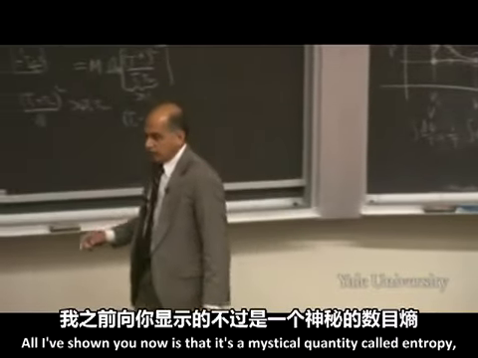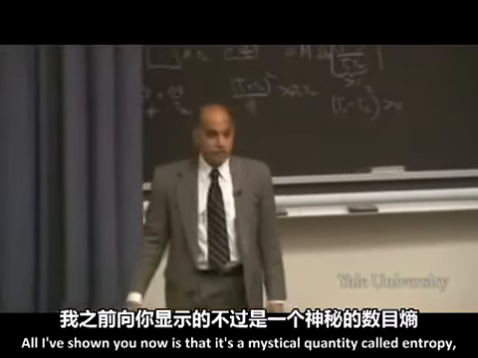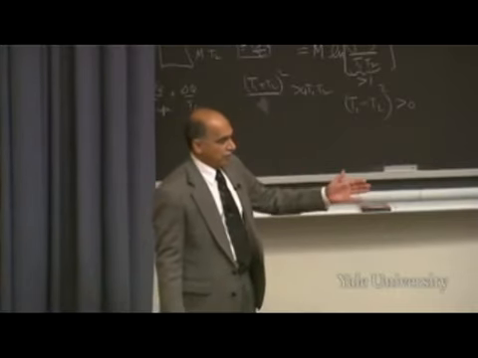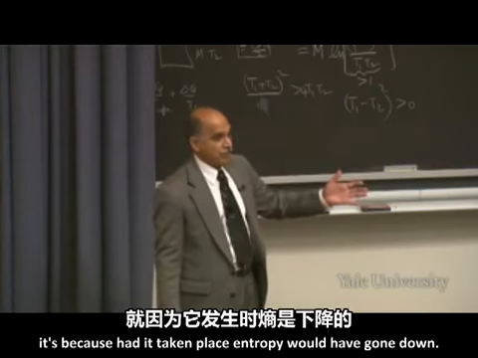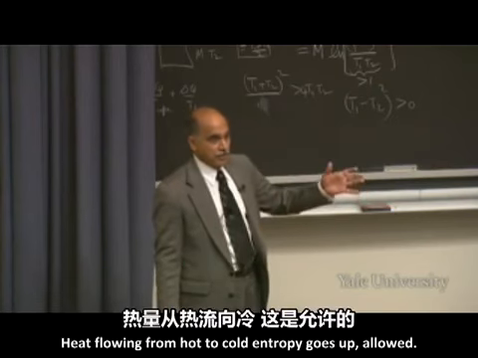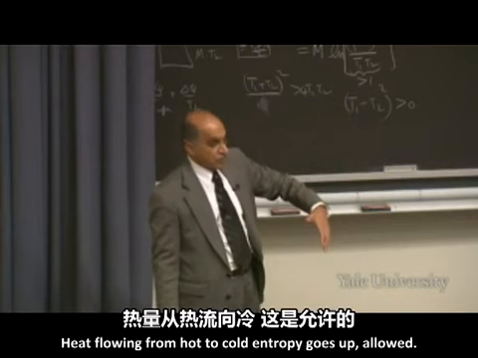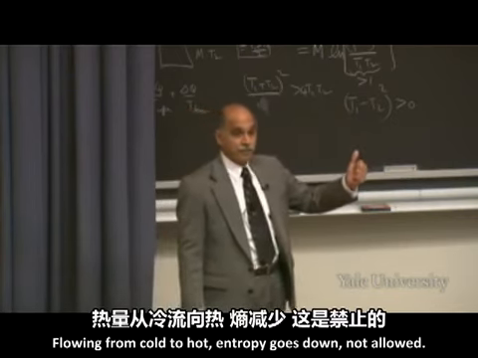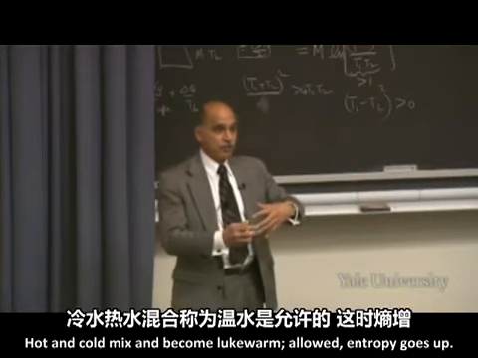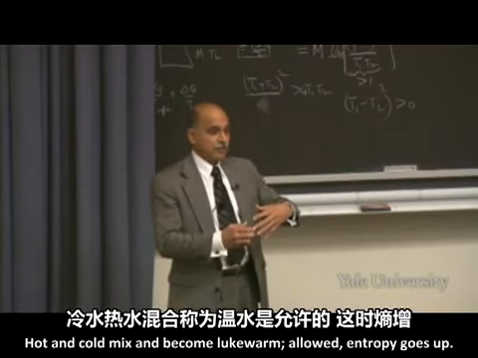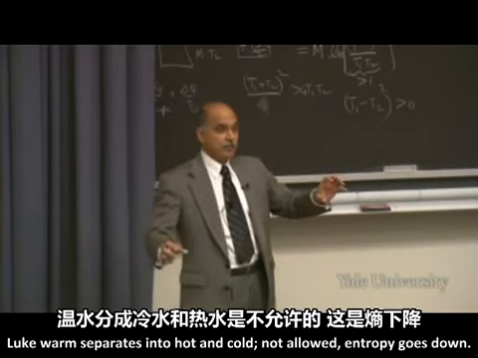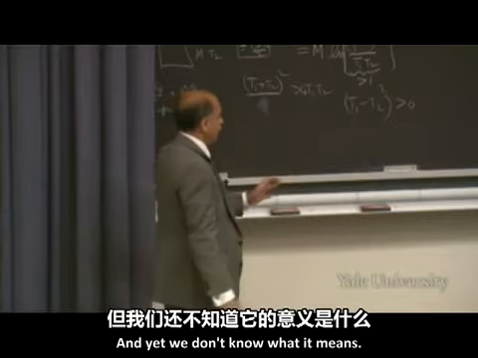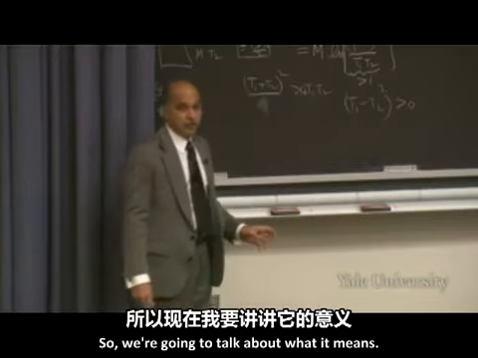All I've shown you now is that there is a mystical quantity called entropy. Circumstantially, you find every time something is forbidden, it's because had it taken place, entropy would have gone down. You remember the examples? Heat flowing from hot to cold, entropy goes up, allowed. Flowing from cold to hot, entropy goes down, not allowed. Hot and cold mix and become lukewarm, allowed, entropy goes up. Lukewarm separates into hot and cold, not allowed, entropy goes down. So there's definitely a correlation. And yet, we don't know what it means. So we're going to talk about what it means.